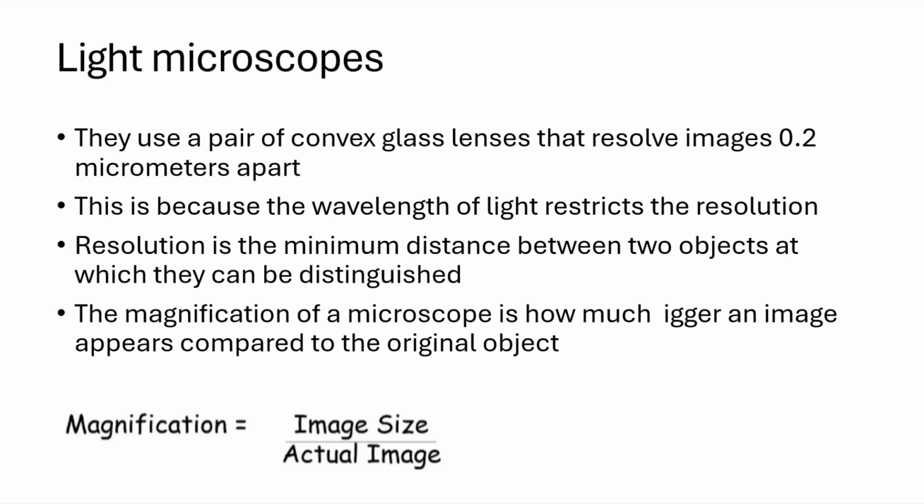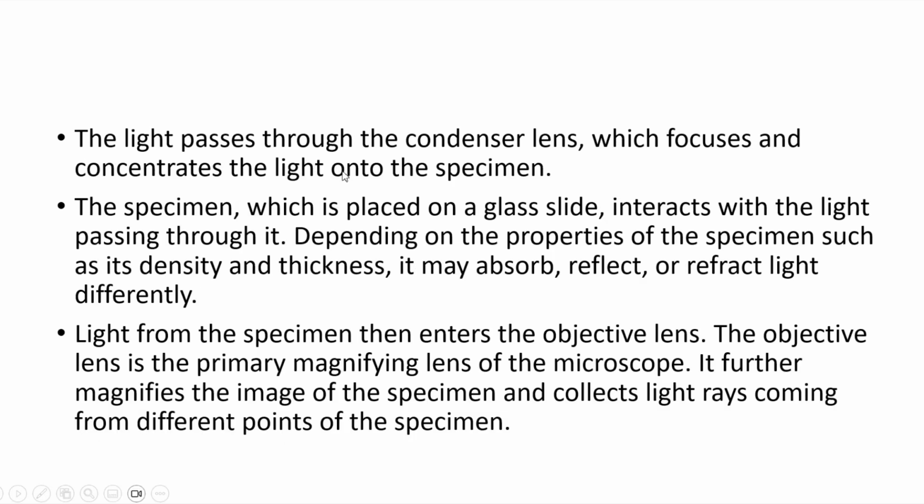And the magnification of a microscope is simply how much bigger an image appears compared to the original object. Magnification is the image size divided by the actual size. If something is actually small but appears big in the microscope, it's going to be the size of the image in the microscope divided by the actual size of it. That's how many times it got magnified.